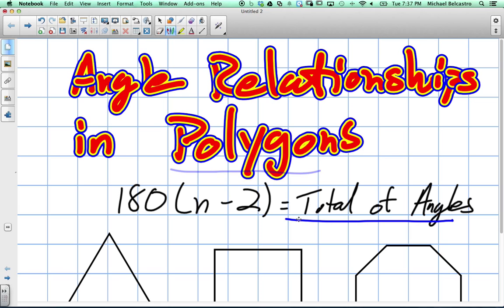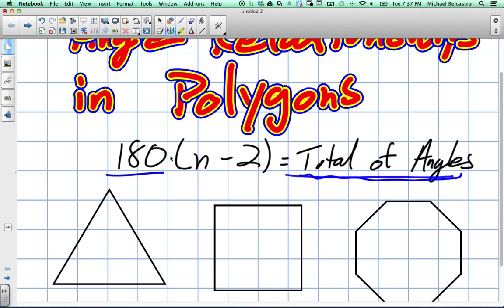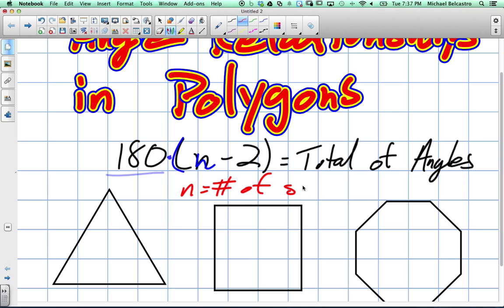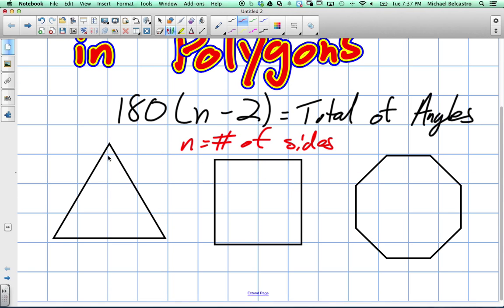So the formula is equal to total of the angles, and it states that 180 degrees multiplied by n. Do you remember what n would stand for? The amount of sides. Yeah, number of sides, okay? Minus 2, so whatever that is. So let's start off with something really easy and a number we know. So this will be like our check for this.